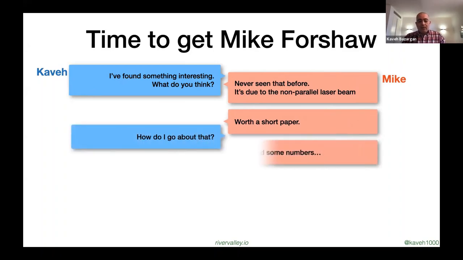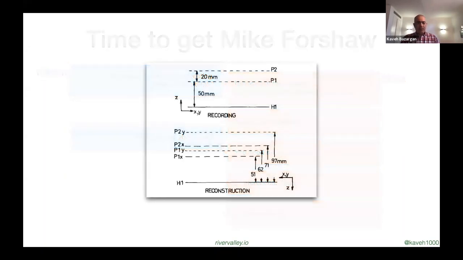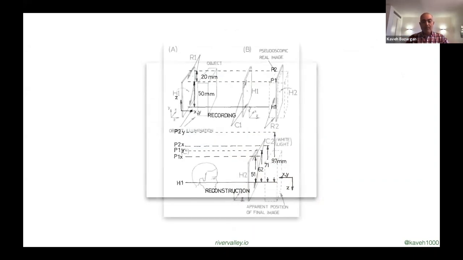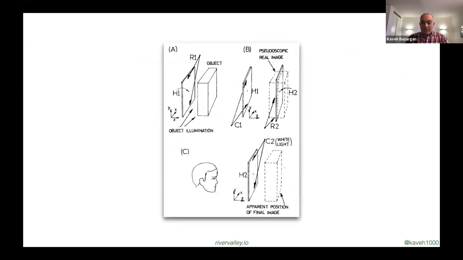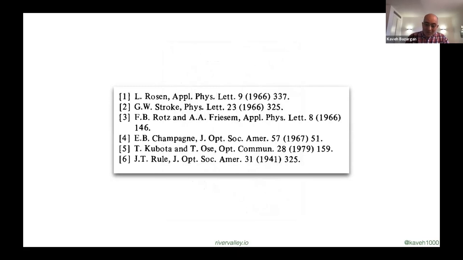How do I do that? Well, for a paper, you need some numbers, you need some references, figures, then you've got to write up the paper. I said, okay, so he gave me instructions. I did the same thing, but this time measuring things. So I got the measurements here, drew some diagrams as to how I did it, found some references. We did that together, I think. I can't remember, to be honest with you.